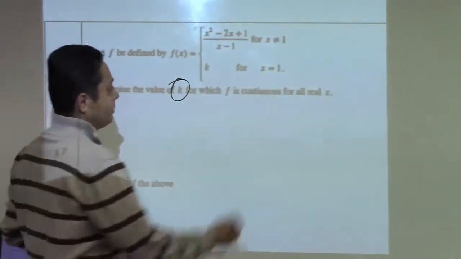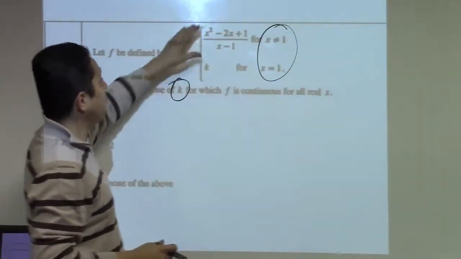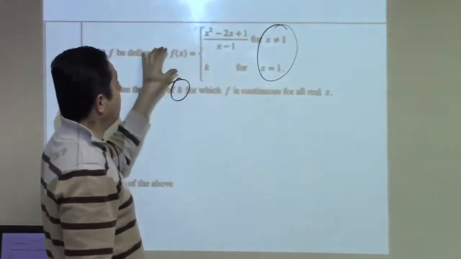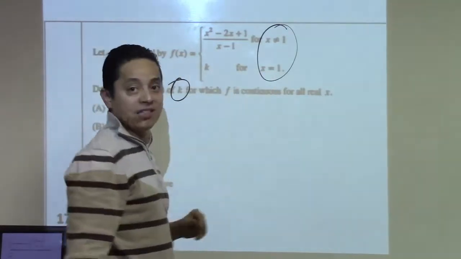Why do I know that? Because it's given there as breakpoints. Right? So you will be using this piece right here for anything except the 1. And you will be using this little piece here, which is the k, the value, when x is equal to 1.